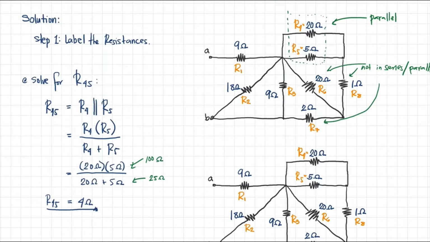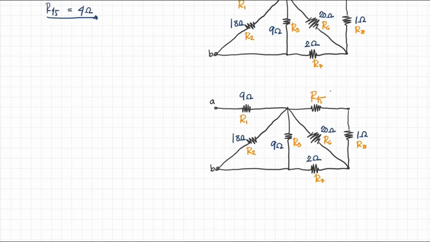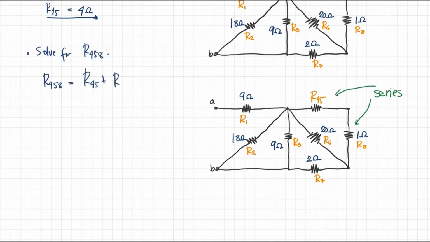So we can redraw this particular circuit into a more simple circuit. We just copy that and then label R45. Now that we have R45, we can see that the combination of R4 and R5 is now in series with R8. So since it is in series, we can now calculate the combination of that. We call it R458, and it is simply the sum of R45 and R8. Since R45 is 4 and R8 is 1 ohm, R458 is 5 ohms.